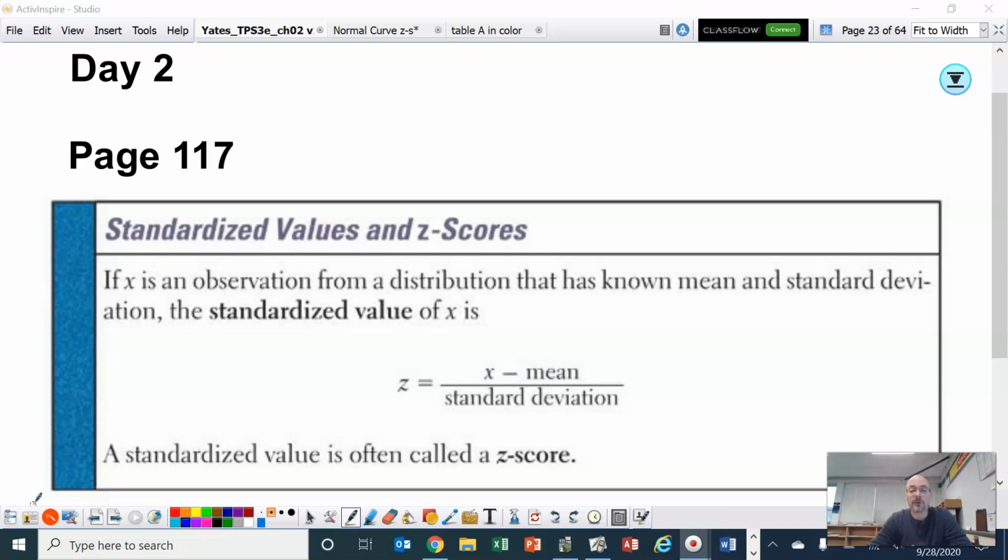Some of you may prefer to use the table, but believe me, you're going to want to know how to use that calculator to save time because you don't want to always have to be looking at a piece of paper and trying to find that z-score on there. All right, here we go.